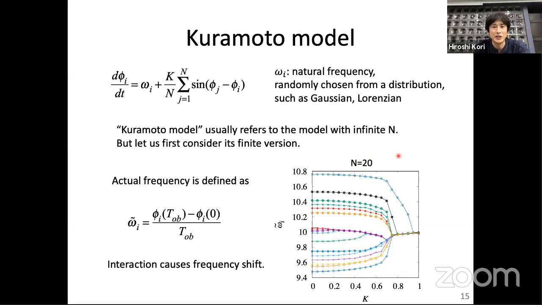For example, in this simulation, N equals 20. And here I plot the omega i tilde as a function of coupling strength K. And omega i tilde is the actual frequency defined as the long time frequency of each phase, okay? And at K equals 0, the oscillators are totally independent. So these values show the natural frequencies of individual oscillators. And as coupling becomes larger and larger, you can see some kind of synchronization. The actual frequencies make a cluster and become identical. And around here, all of the oscillators have only one actual frequency. So all of them are frequency synchronized. So this kind of dynamical behavior occurs in this model.